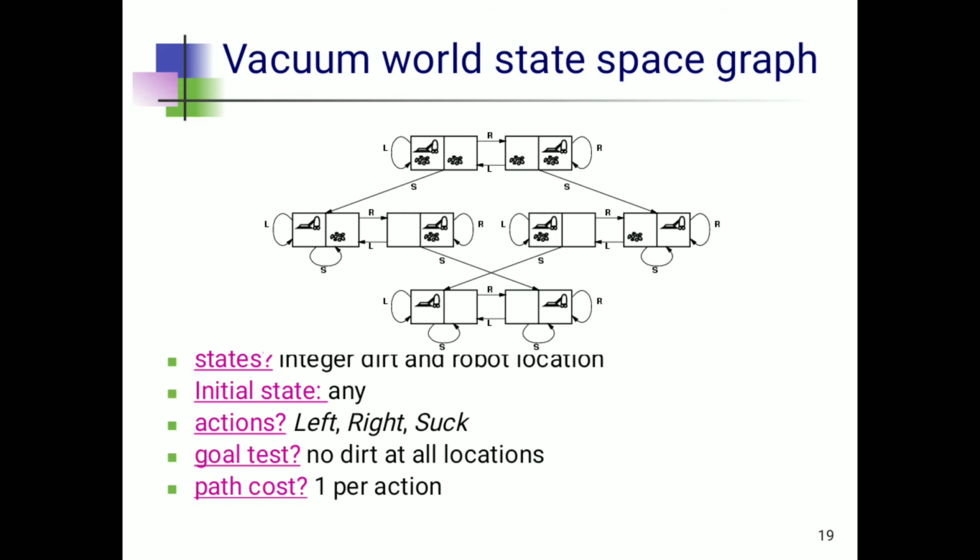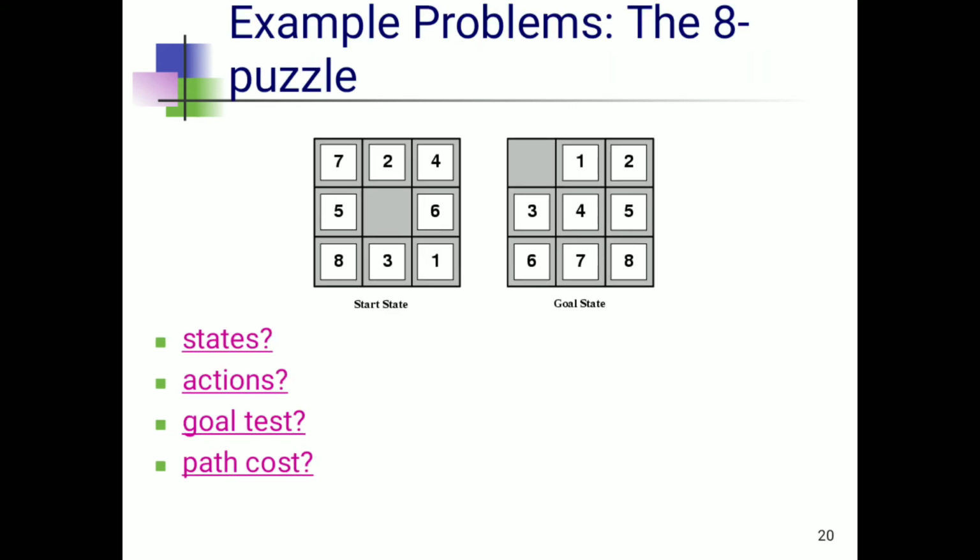So 2 into 2 raised to square, that is 8 possible world states are there. 2 locations, each of which might or might not contain dirt. So 2 squares, in each square there may be dirt, there may not be dirt. So 2 into 2 states are there, and each step costs 1. So the path cost is the number of steps in the path in order to reach the goal.